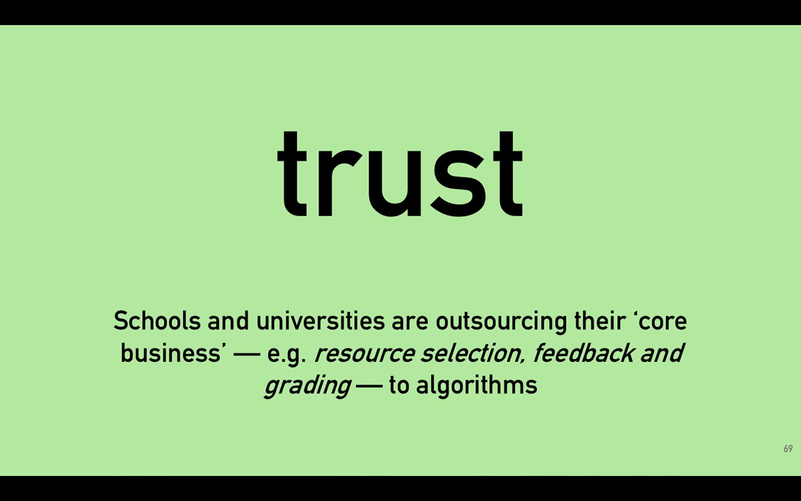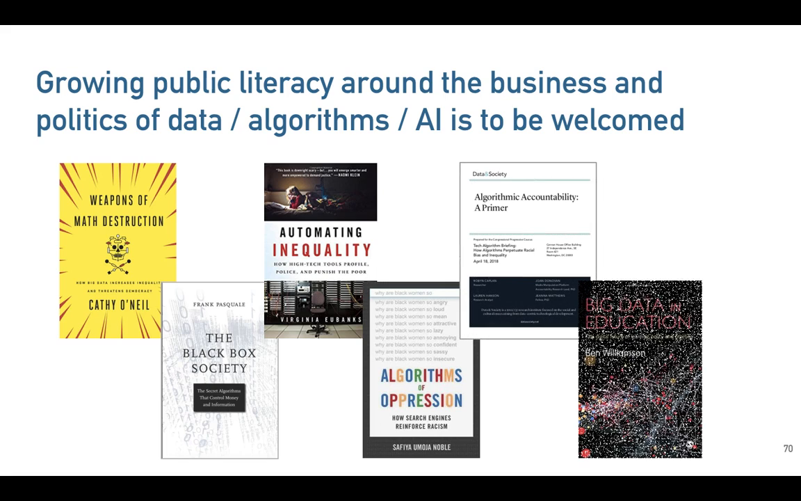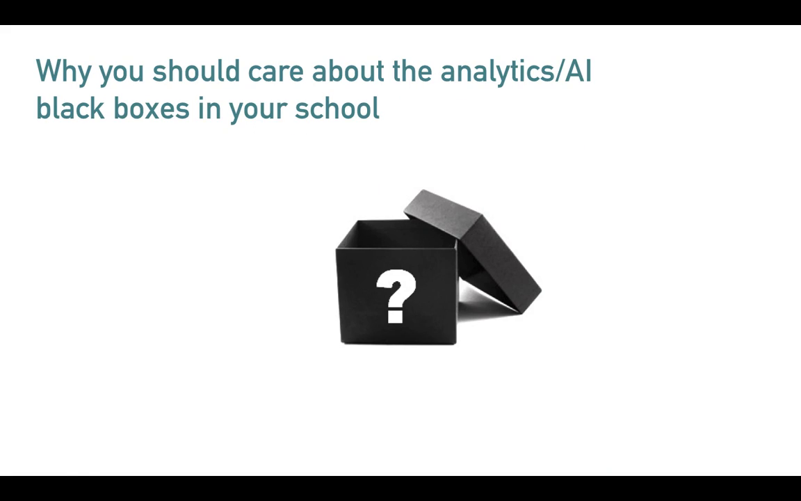Now, what's very interesting to see is that over only the last 18 months or 2 years or so, we're seeing some really good resources coming out, which are educating the public on why algorithms are not necessarily objective and why data is such a big issue. And one book there, Big Data in Education, is specifically talking about this for education. Why would you want to care about the black box? Well, here are a few things just to sort of worry you.